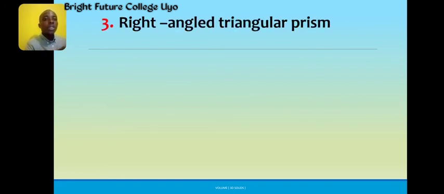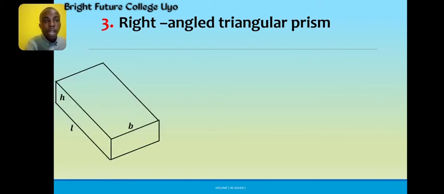Okay, we go to right angle triangular prism. Right angle triangular prism. I need you to pay attention here. Now, remember that a cuboid, like this, is a cuboid, right? Yes, this is a cuboid. Now, a cuboid has the volume formula. We have seen this in the last part. LBH, length times breadth times height.